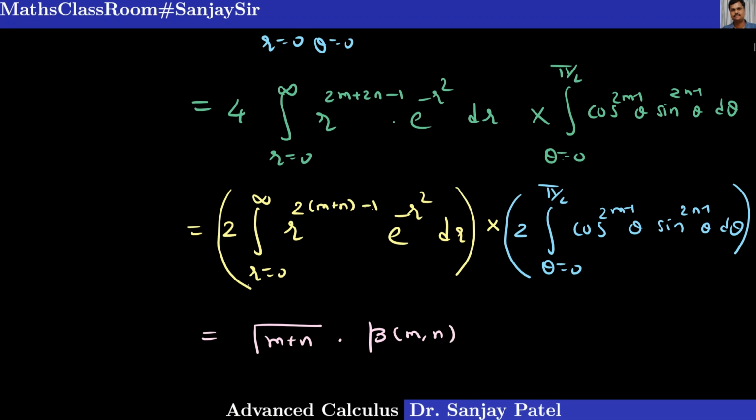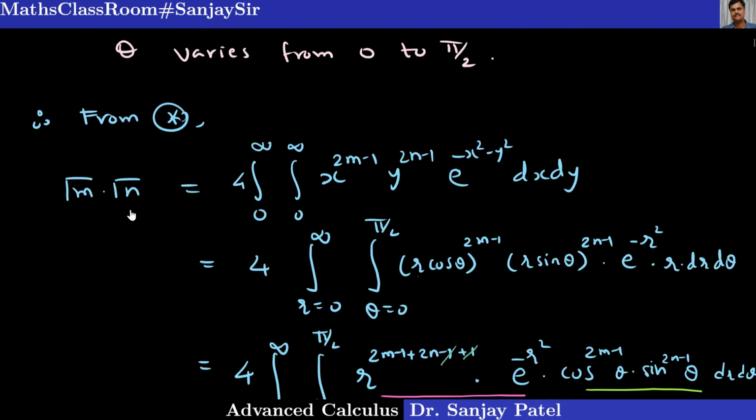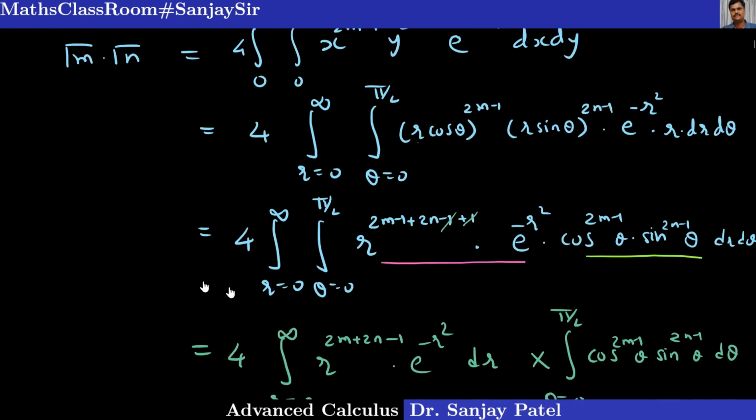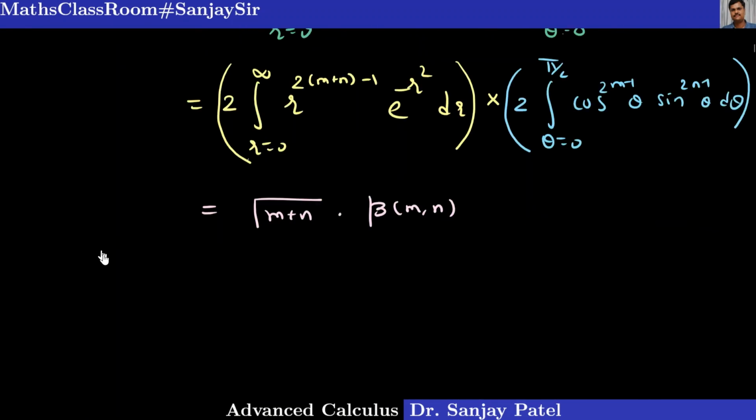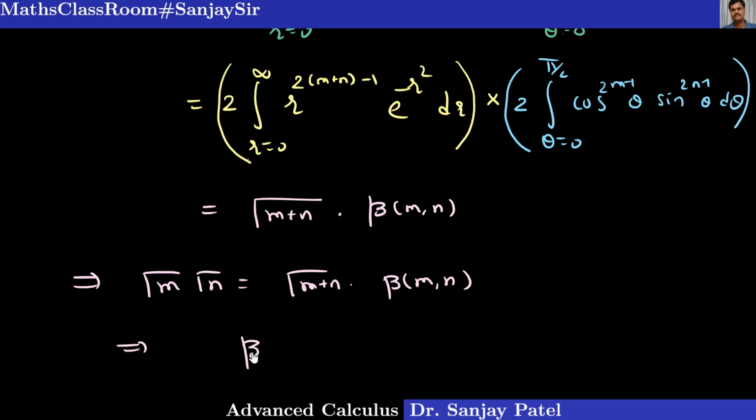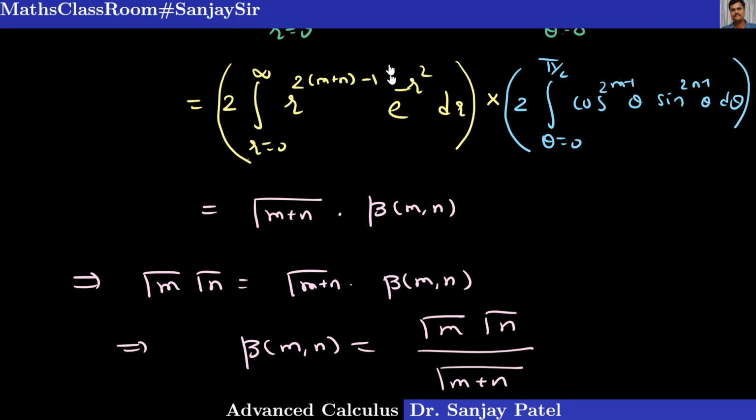What was our left hand side? The left hand side was gamma m into gamma n. So we have proved that gamma m into gamma n is equal to this thing. So this implies gamma m into gamma n is equal to gamma of m plus n into beta of m comma n, which gives the required result: beta m n is equal to gamma m into gamma n upon gamma of m plus n. So it is a very, very important relation between beta and gamma function.